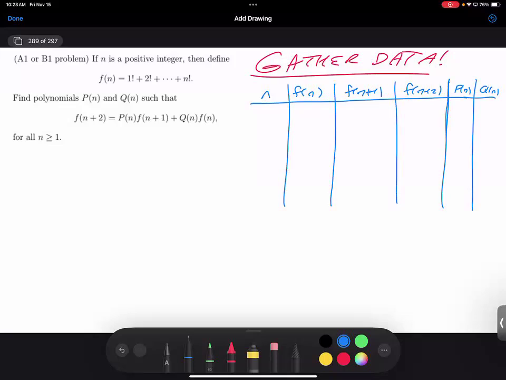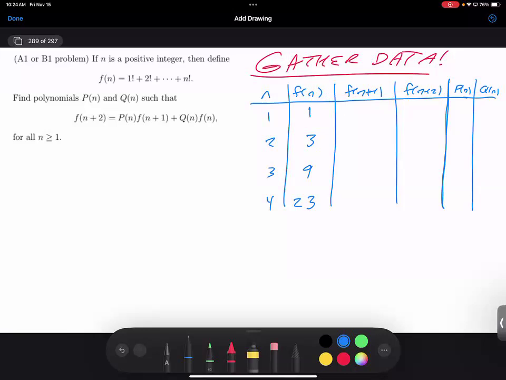Okay. So they say for n greater than or equal to 1. So we'll go 1, 2, 3, 4. f(1) is going to just be 1, right? f(2) is going to be 3. The next one is going to be 9. And then 23.